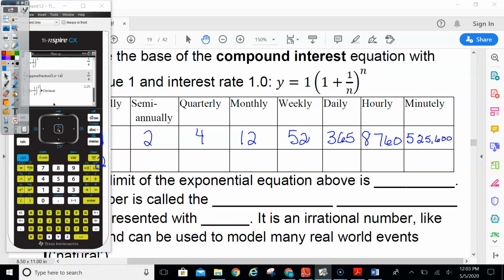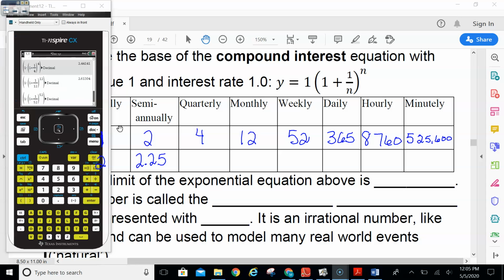Right, so here I get that this is 2.25. And I want decimals here because I want to see what's happening as it approaches. Okay, so I'm going to plug these next ones in the calculator and just get the decimals. And then I'll do the last 3. Okay, so what I've done is I've plugged in 4, 12, and 52 in the calculator.